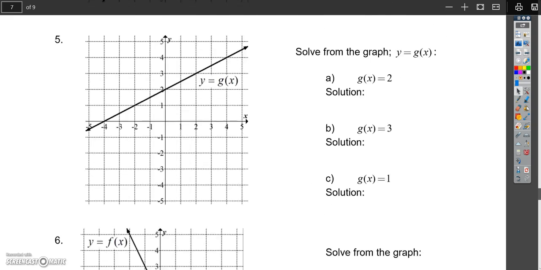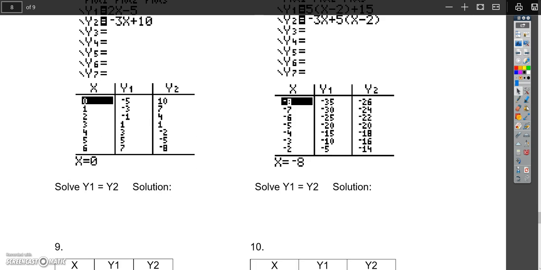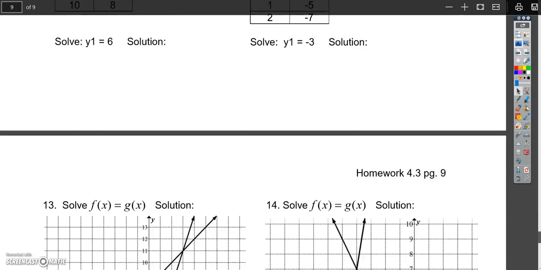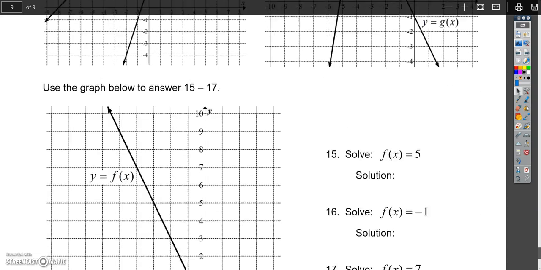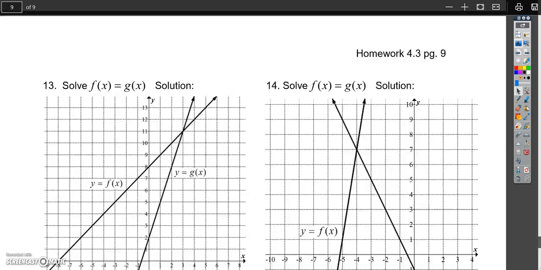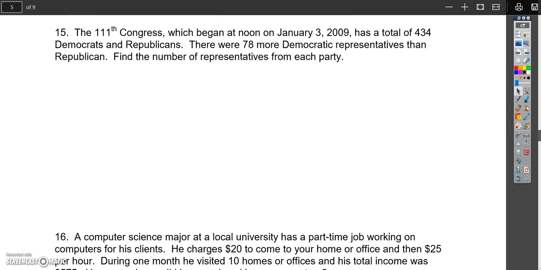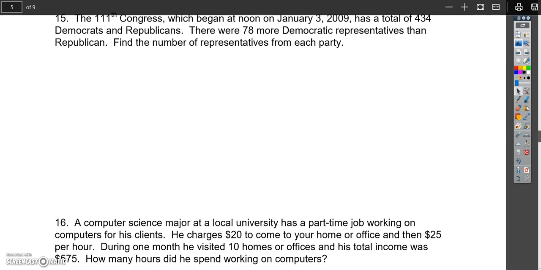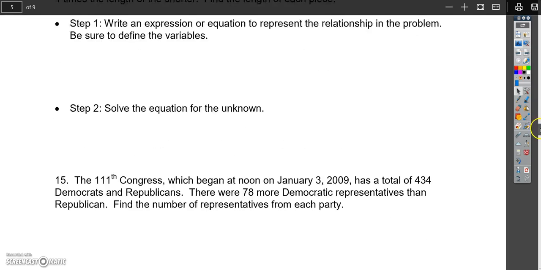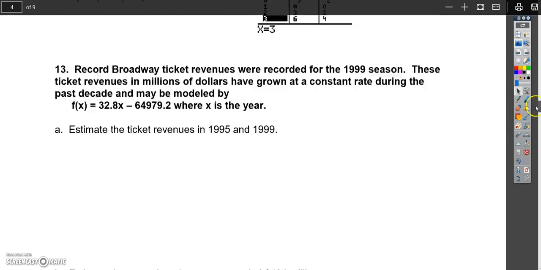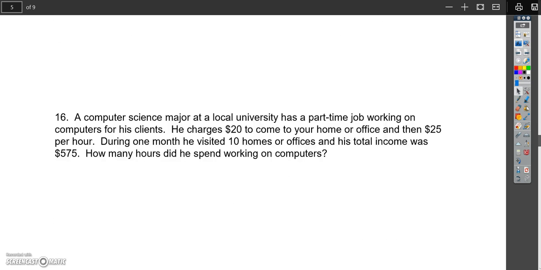Alright, I'm going to leave the rest of this for you all to do, if this is the paper that you all have. If your paper doesn't have all of these, if you do them, I think it will benefit you. And we will do 14, 15, and 16 in class.